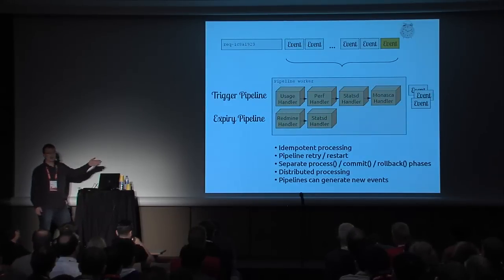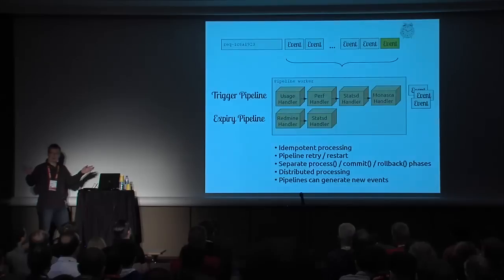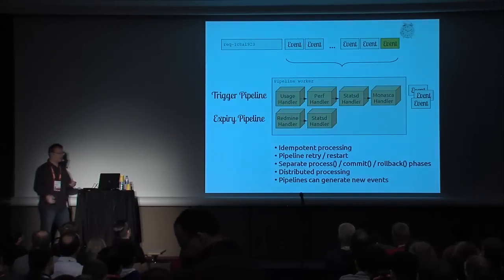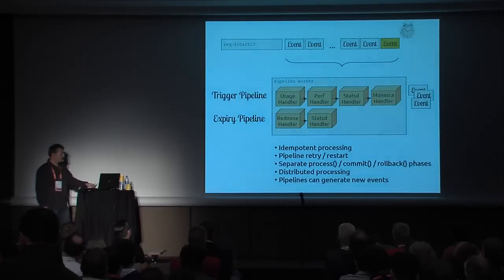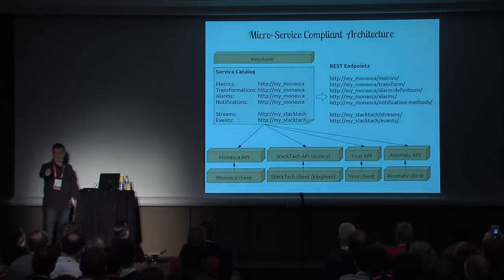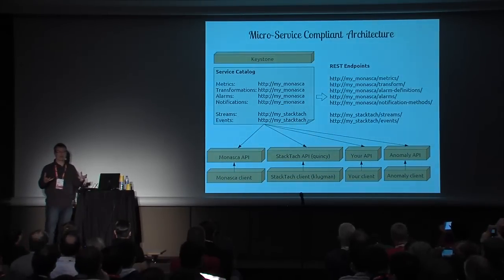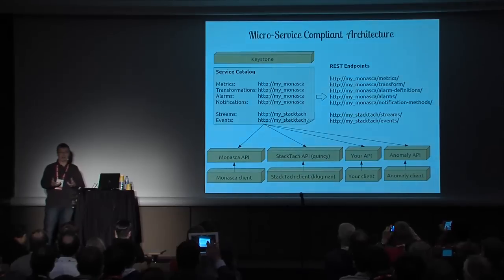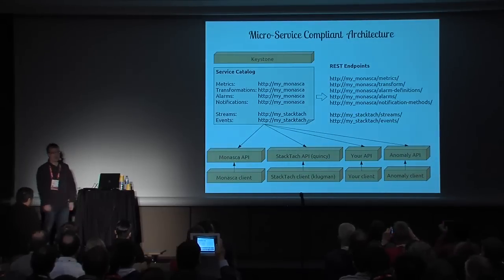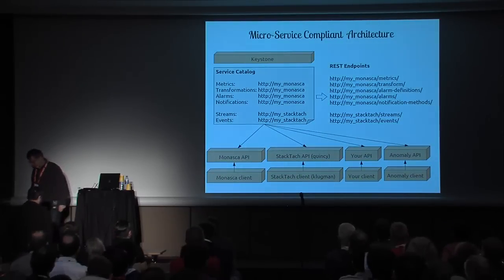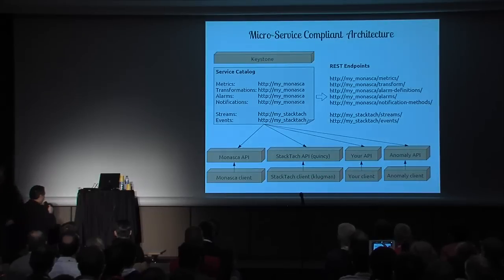So idempotent processing for the pipeline, horizontally scaled, three-phase commit on the pipeline so you're not duplicating effort. It's a pretty rich system. I'm going to get Tong just for a second to talk about the microservices architecture, which is really the thing that lets us make this magic happen and integrate easily with other systems. Thanks, Andy.